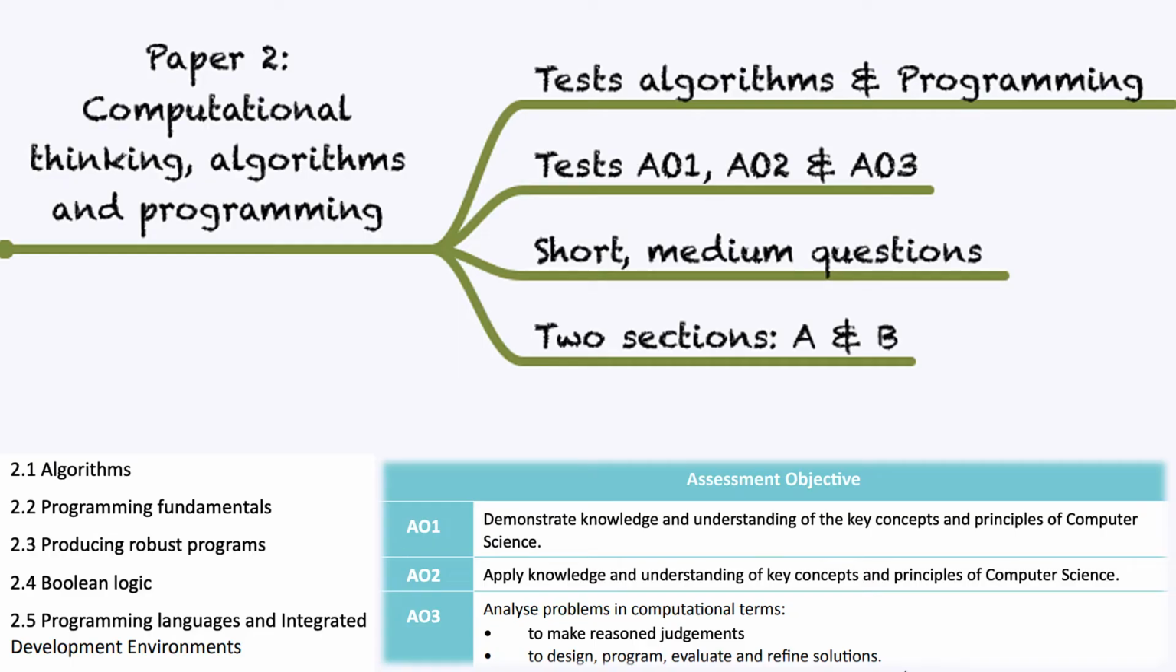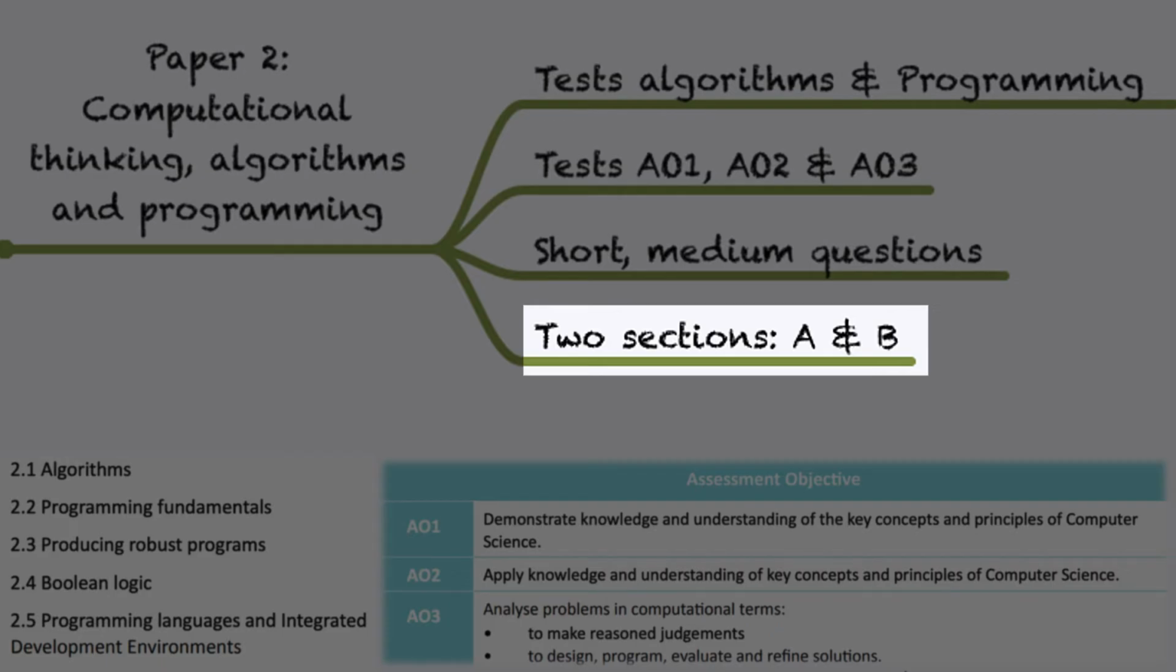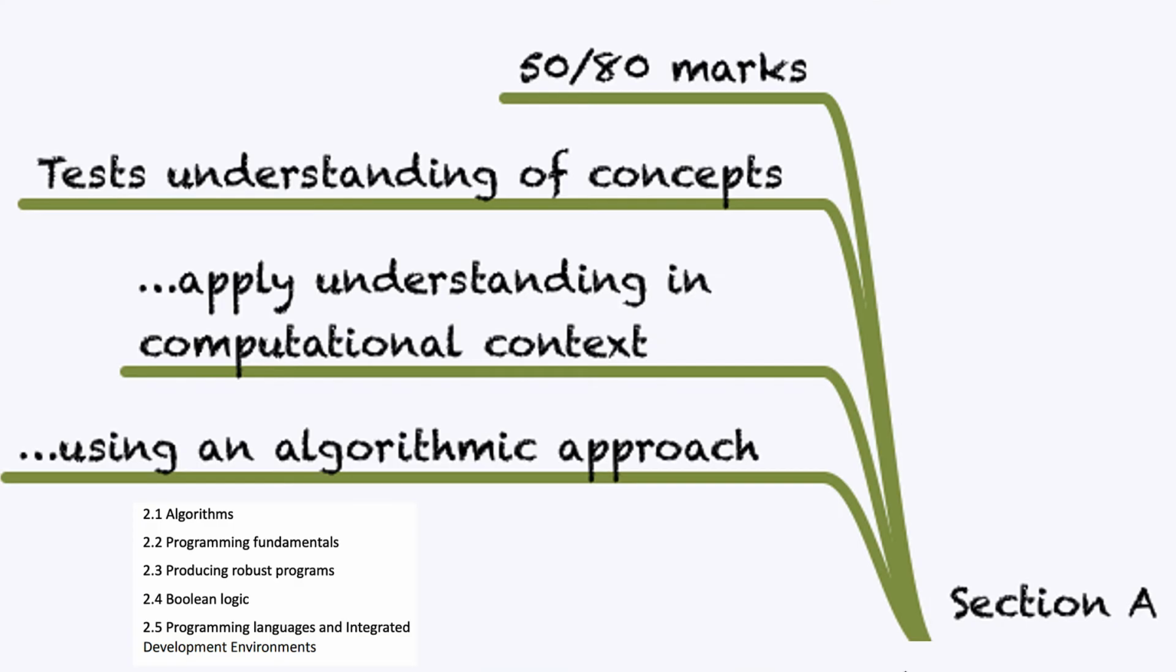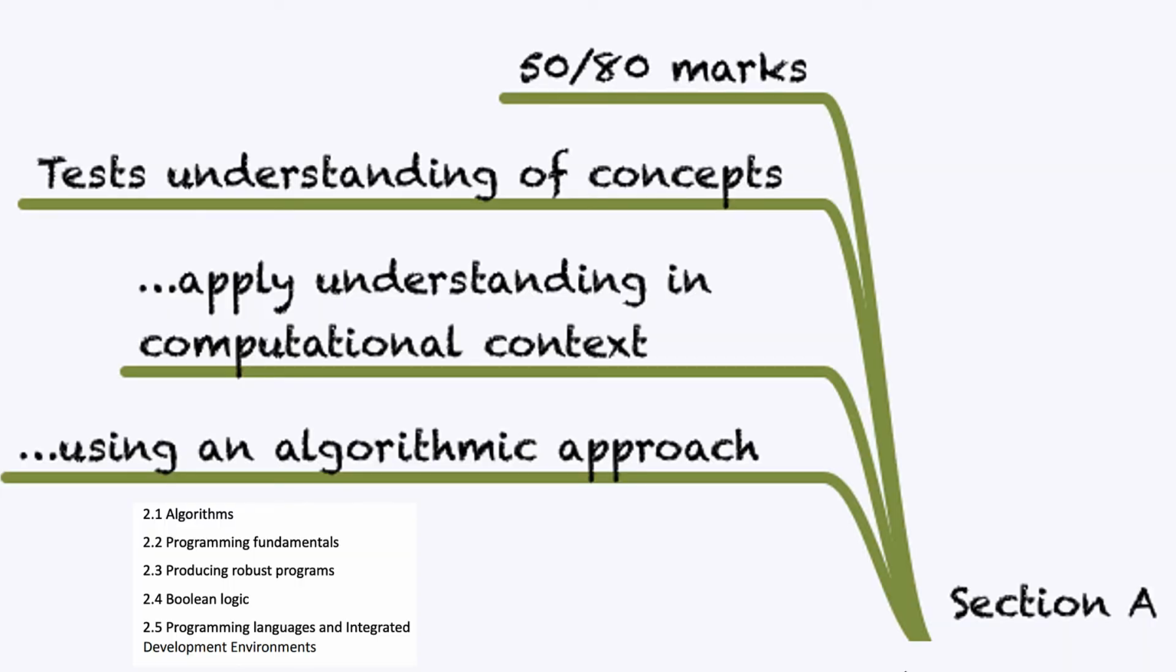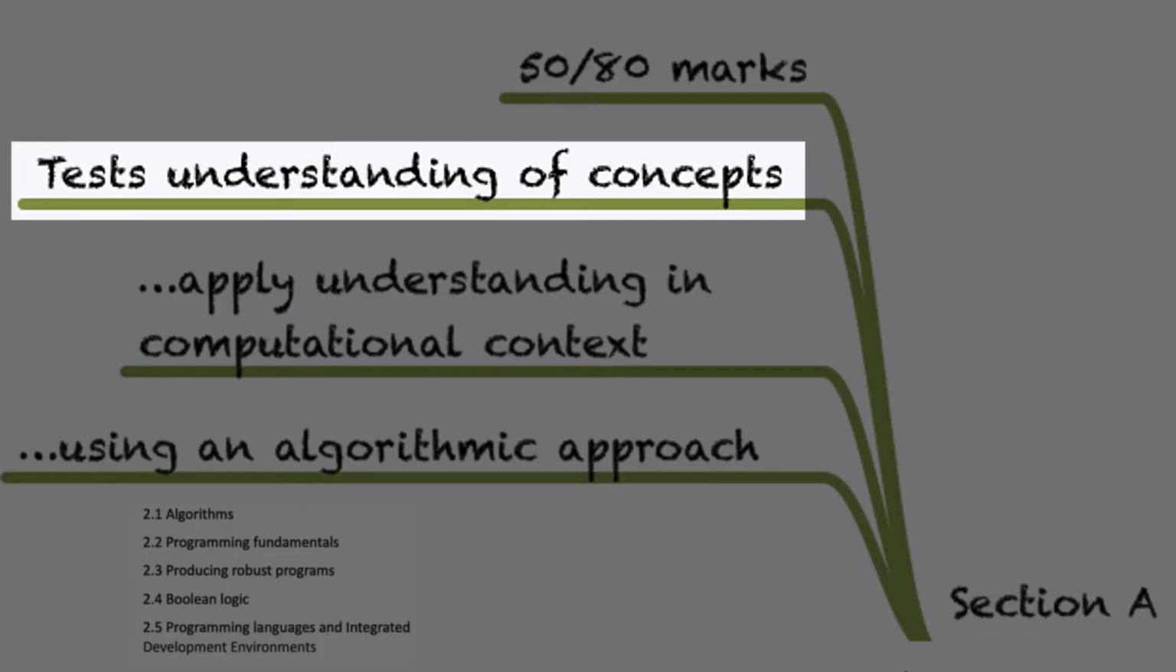And paper 2 consists of two sections, section A and section B. Let's have a look at section A first of all. As you are aware, this exam carries 80 marks. They both do, they both carry 80 marks. Section A carries 50 of the 80 marks and section B carries 30, so it's weighted more towards section A. Section A will test your understanding of concepts in the same way that paper 1 did.